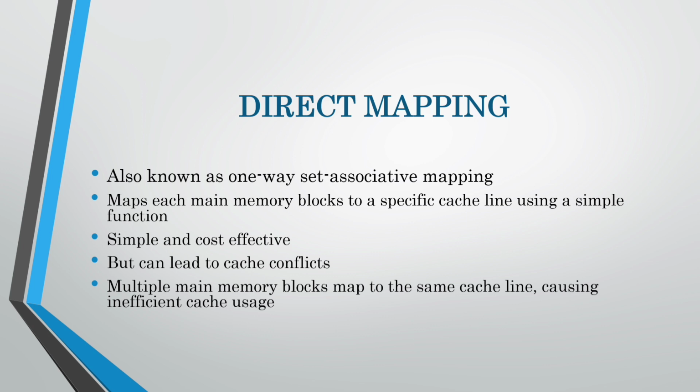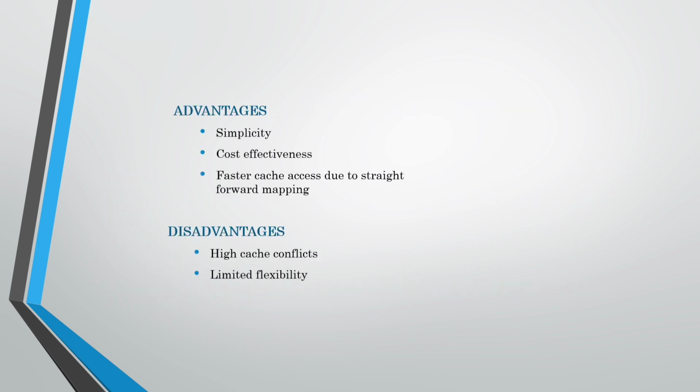Direct mapping is simple and cost effective, but it can lead to cache conflicts where multiple main memory blocks map to the same cache line, causing inefficient cache usage. Advantages of direct mapping: it's simple, cost effective, and has faster cache access due to a straightforward mapping process. And disadvantages are there may be high cache conflicts and it has limited flexibility compared to others.